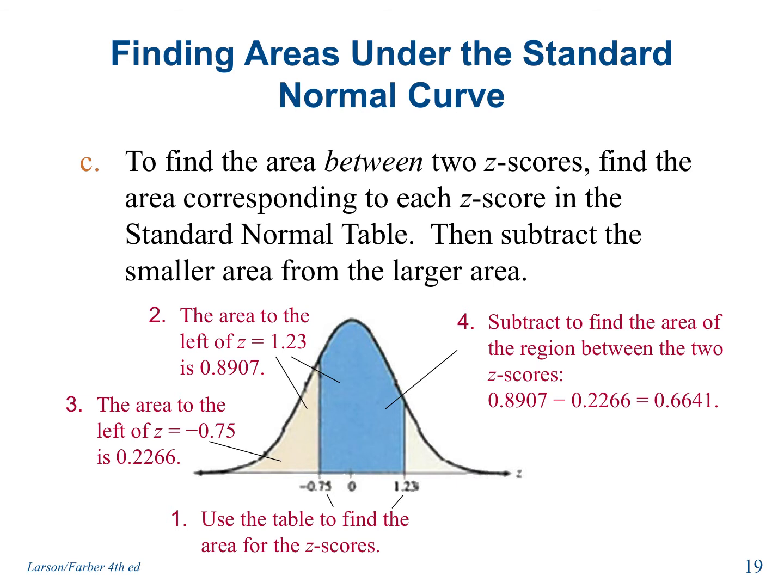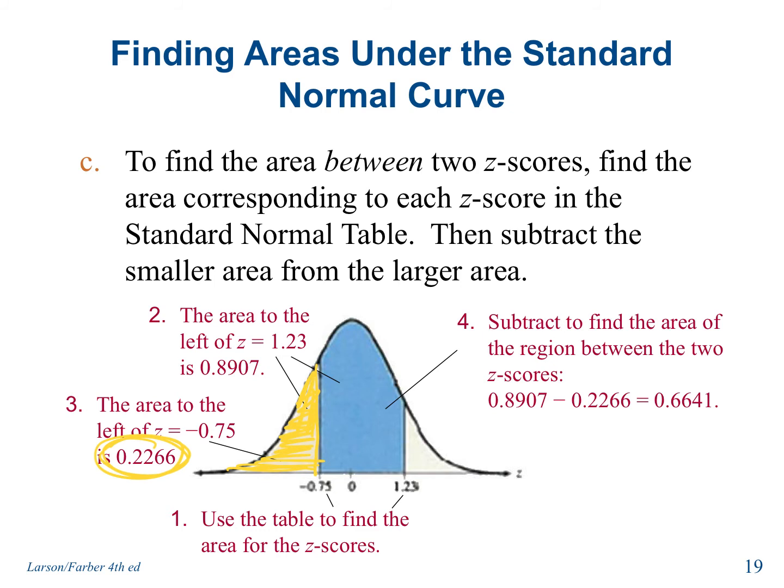Okay, the next type of question they're going to ask is to find the area in between two z-scores. So we know the total area under the curve is 1. What I can do is start out by finding the area to the left of a z-score of negative 0.75. If you look up negative 0.75 in your table, you should get an area of 0.2266.